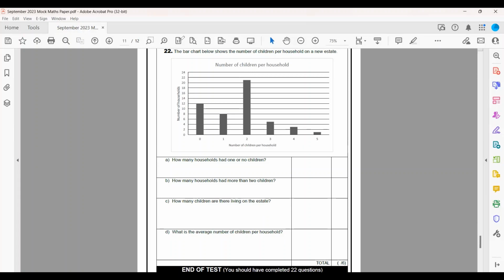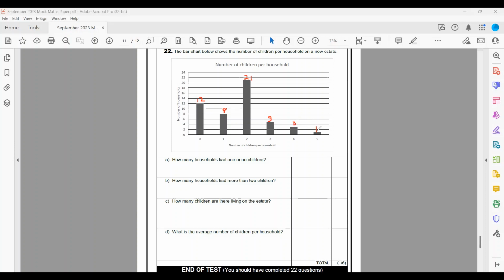The first thing you could do if you wanted to is put your totals at the top of your bars so that you have them there and you're able to do the maths. Make sure you read the scale. This bar here is halfway between 20 and 22, so it will be 21. This is halfway between 4 and 6, so it will be 5. This will be 3, and this will be 1.